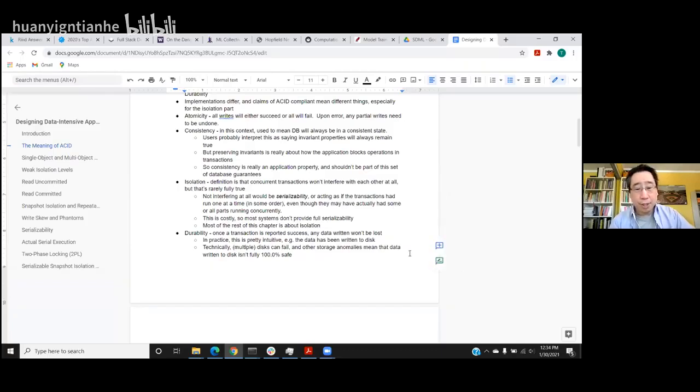And then finally, I thought it was interesting that the chapter notes that durability, at a very simple level, we think of it like, okay, we wrote it to the disk, that was successful, so we return success. It's done. It's durable. But technically, if you think about it, disks fail, RAID arrays fail. No matter what you have, you're never 100% safe.